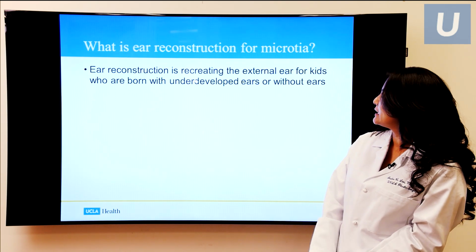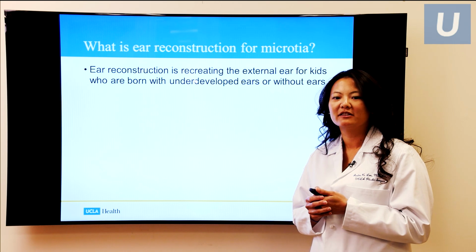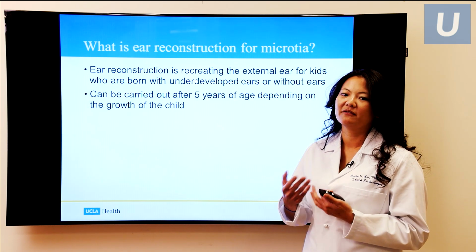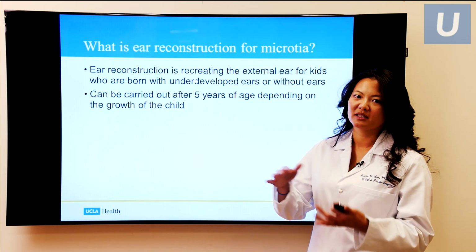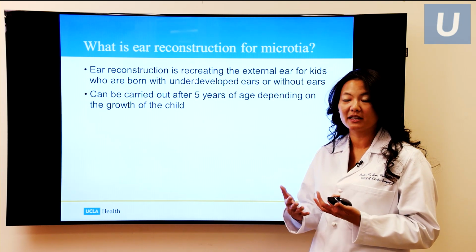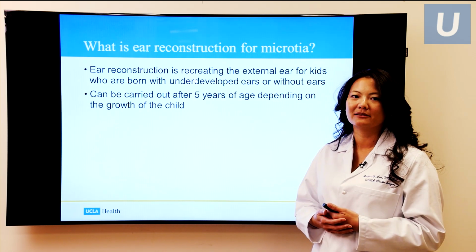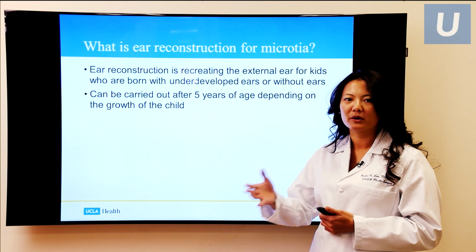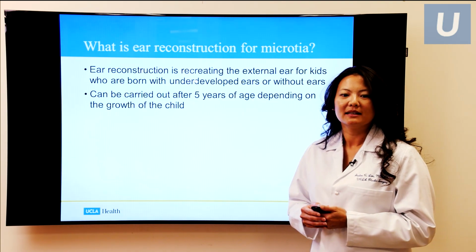So what is it? Well, it's recreating the external ear for kids who are born with underdeveloped ears or without ears. And it can be carried out anytime after 5 years of age, depending on the growth of the child. So sometimes kids are a little bit on the smaller side, and I'll tell them that we should probably wait a couple of years before starting this. Or if a kid is really growing fast, sometimes we can start a little bit earlier too. I think the youngest I've done is about 4 something, but of course the kid was really big.